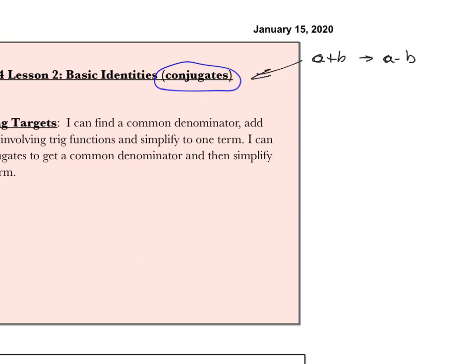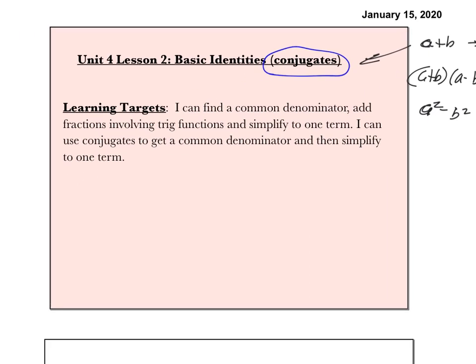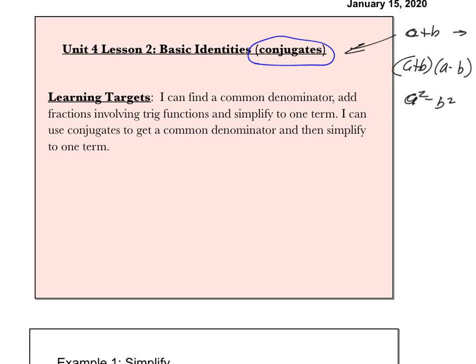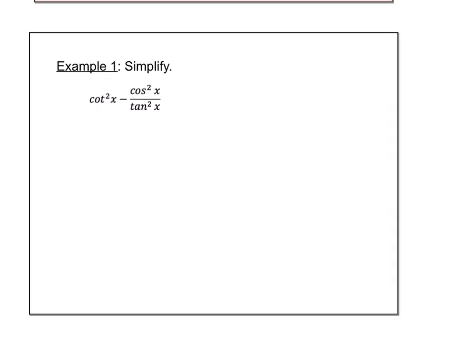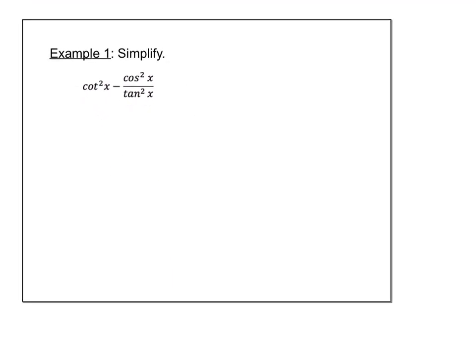The reason you would do that is, if I had A plus B, I want to multiply by A minus B because that's going to give me this, if I wanted that for a denominator or something. So I want you to realize that you can use these with proving basic identities or with solving basic identities.